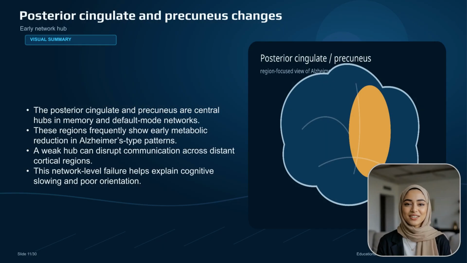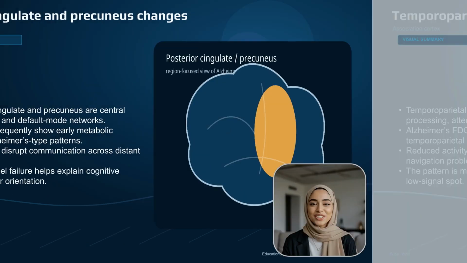The posterior cingulate and precuneus, central hubs for memory, often show early metabolic reduction in Alzheimer's patterns. Failure in these hubs disrupts communication across distant cortical regions, contributing to cognitive slowing and disorientation.